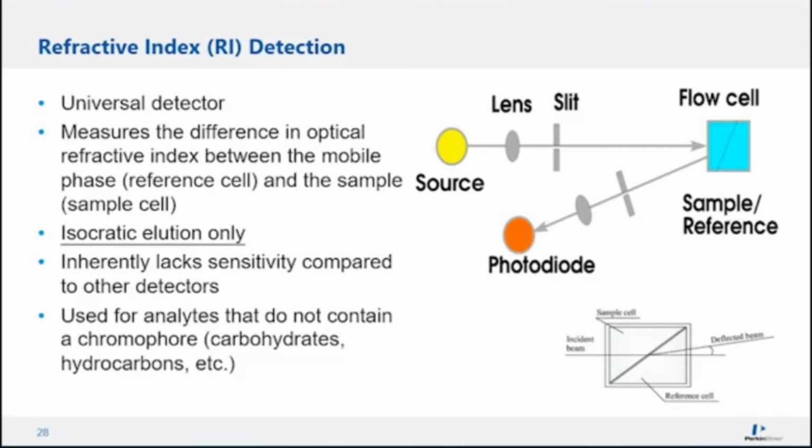Because the reference cell is needed, isocratic elution can only be used, so no gradients. Because of the physics of the detection scheme, this mode lacks sensitivity and is therefore reserved for analytes that do not absorb UV-Vis light or fluoresce. For example, carbohydrates and hydrocarbons are good examples of analytes that are typically used for refractive index detection.